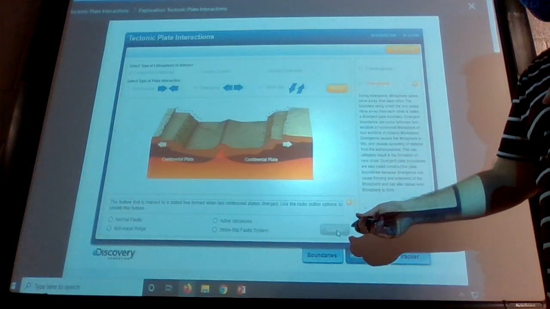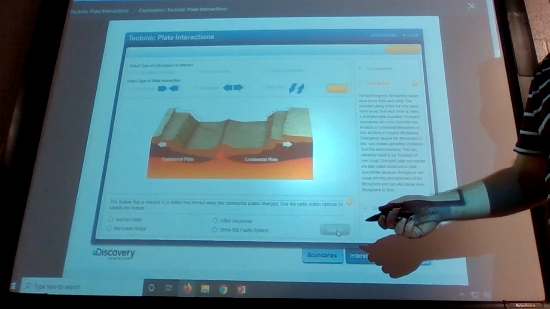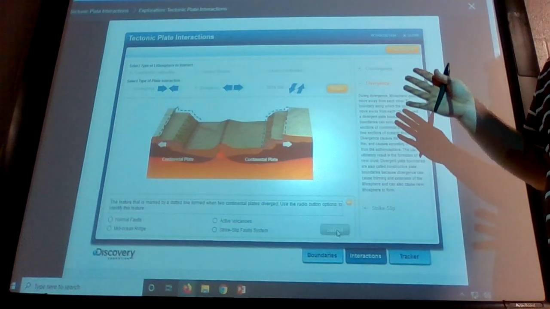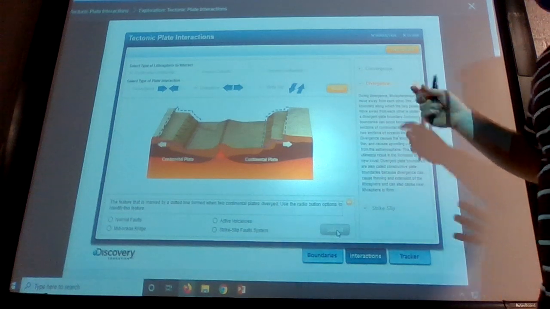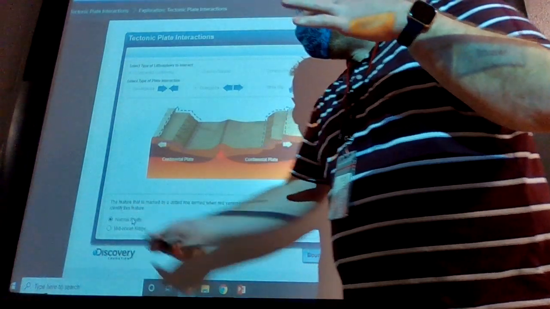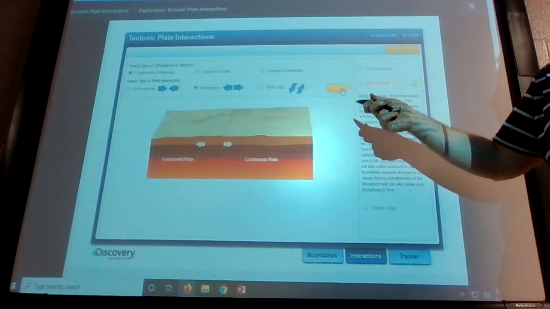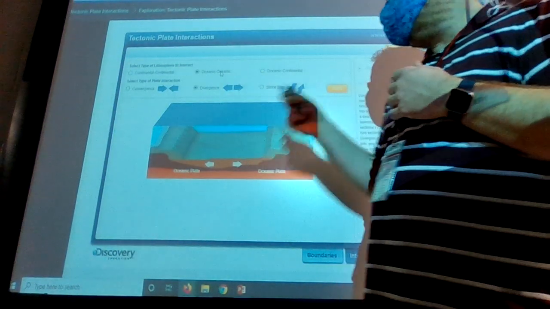What do they want us to do here? We need to circle these parts. These are going to be normal faults. So when I have extension, I'm going to have things breaking down. That's going to be normal faults happening there. Good job. Reset. Is there an oceanic one?